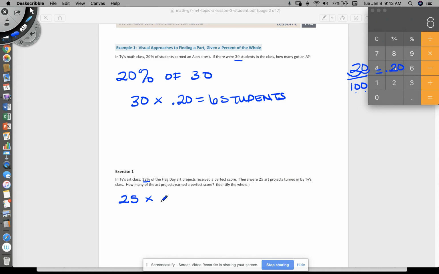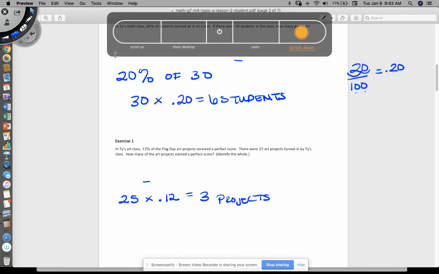If you remember from up above here, it's a 2-digit percent, so you just put a decimal and then the number itself, just so you don't have to keep moving your decimals. Just always know 2 digits moves it 2 spots. If I multiply those 2 together, so I'm going to come over here and say 25 times decimal 12, and I get 3. So 3 of the projects received a perfect score. And that's it. That's as simple as it gets. All right, let's move down to the next one.